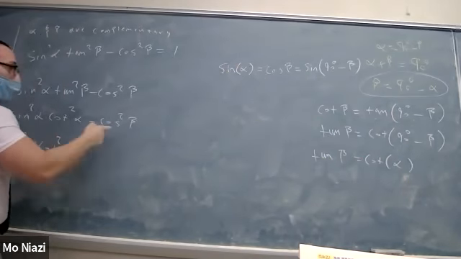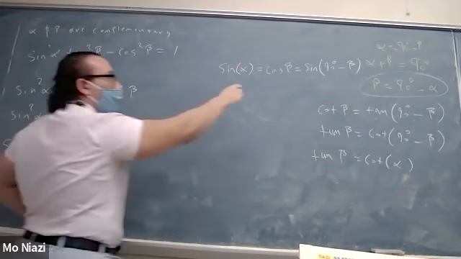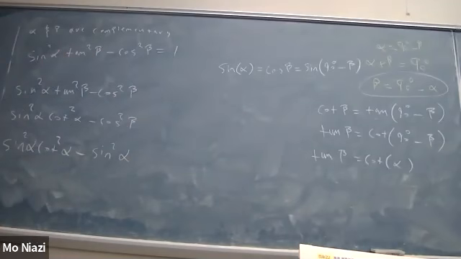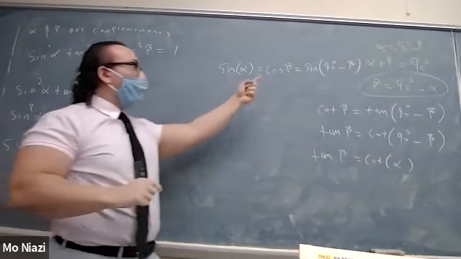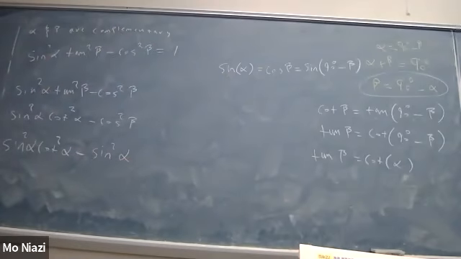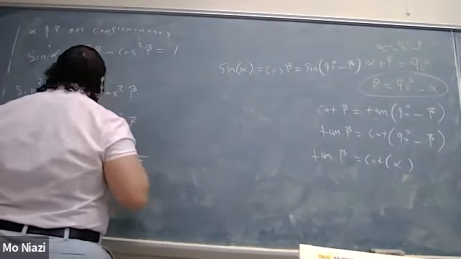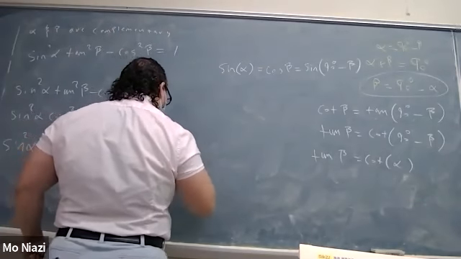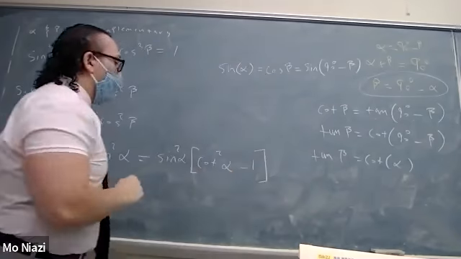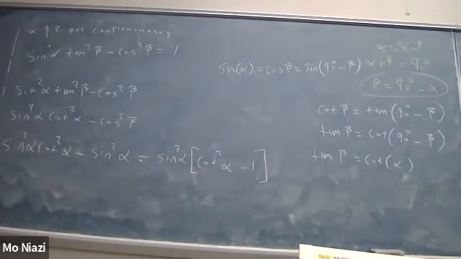Cosine squared beta, which is this, if you squared it, it's sine squared alpha. Because this is cosine squared beta. So when I square this, I get sine squared alpha. Okay? So notice when I factor out a sine squared alpha, we get cotangent squared alpha minus 1. But what is cotangent squared alpha minus 1?